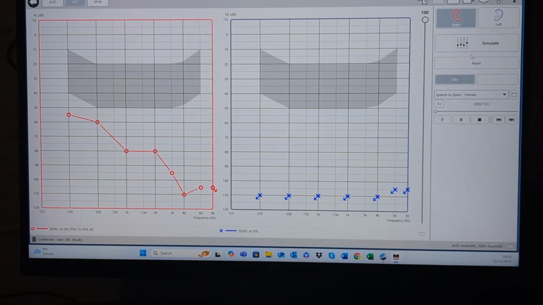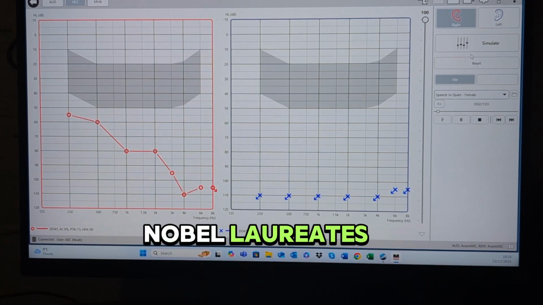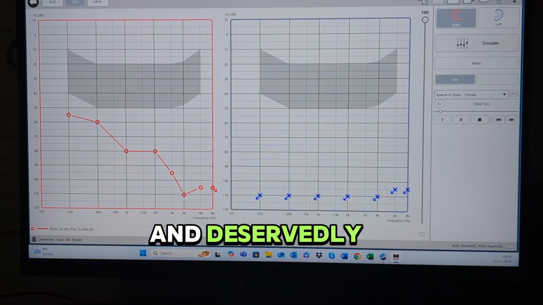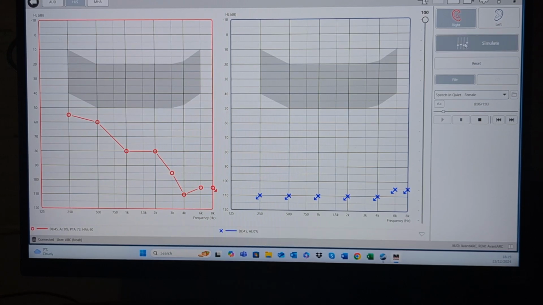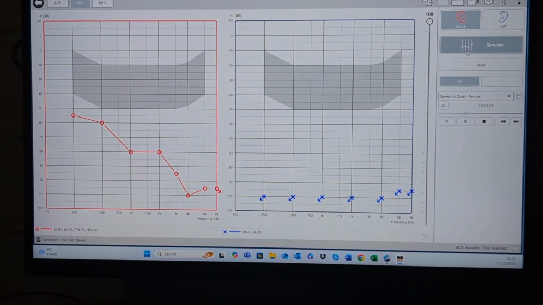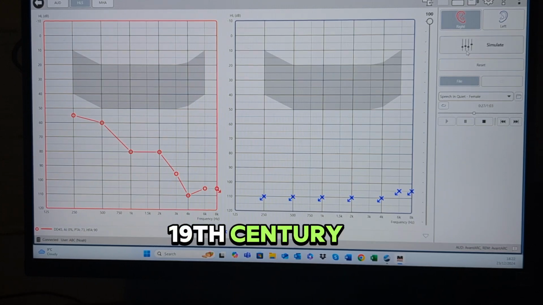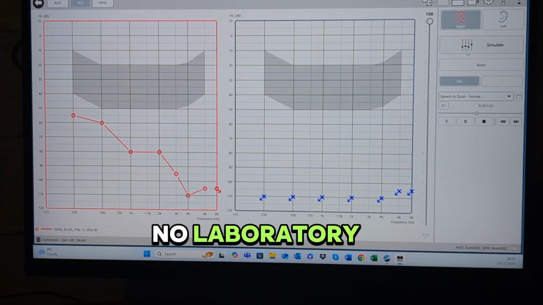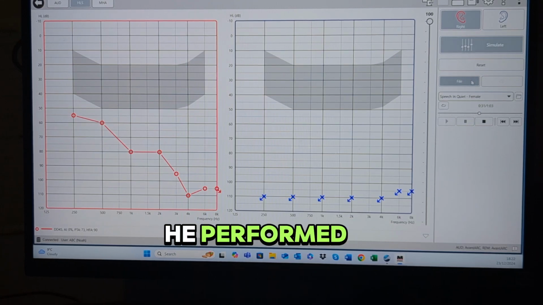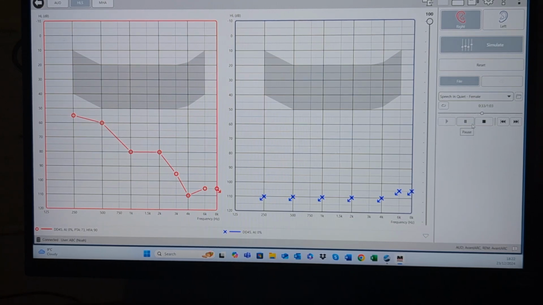So here we go. The roster of Nobel laureates is studded with the names of great and deservedly illustrious persons. During the last quarter of the 19th century. Gibbs had no laboratory. He performed no experiments. His only tools were paper and pencil, a piece of chalk, and a blackboard at which he would.